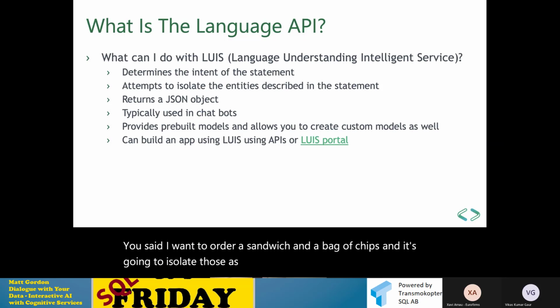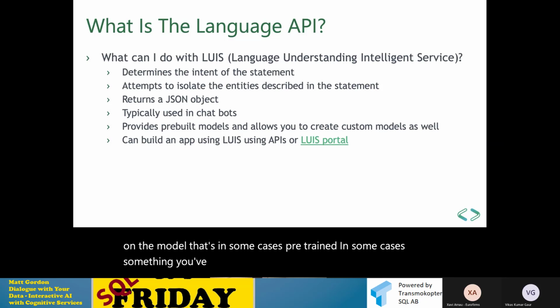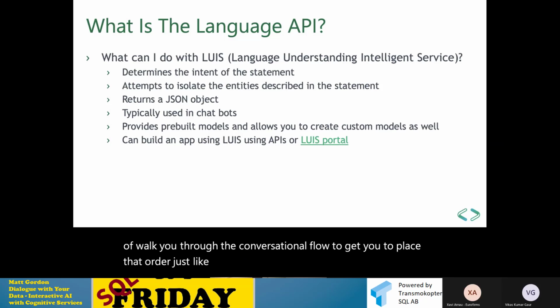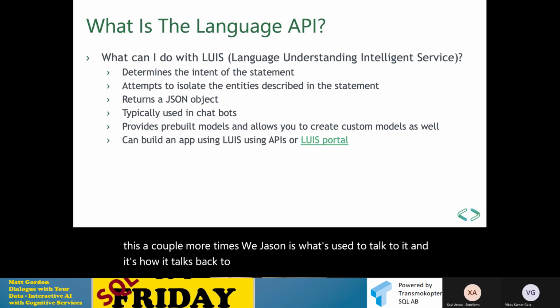Then it's going to use those based on the model that's in some cases pre-trained, in some cases something you've trained, and it's going to answer back and walk you through the conversational flow to get you to place that order. Just like I said at the start, you're going to hear me say this a couple more times: JSON is what's used to talk to it, and it's how it talks back to us as well.